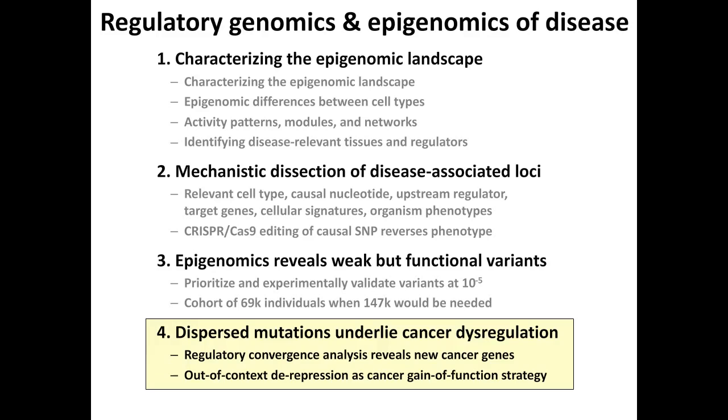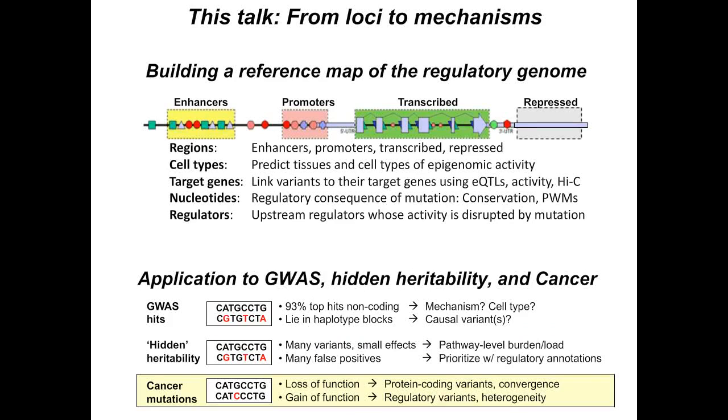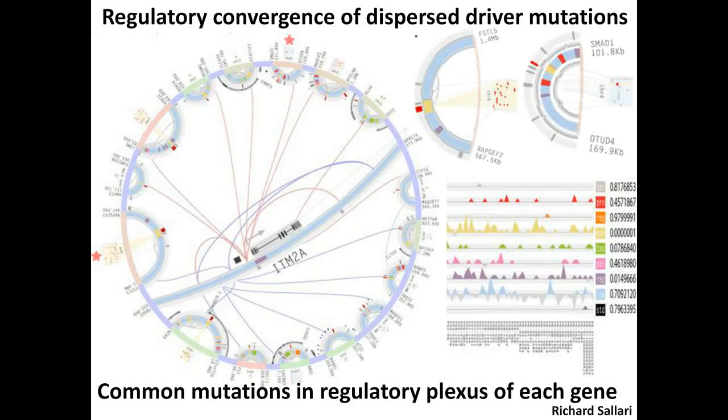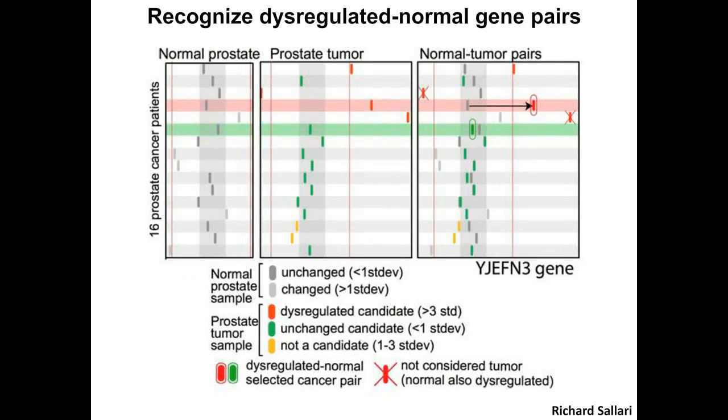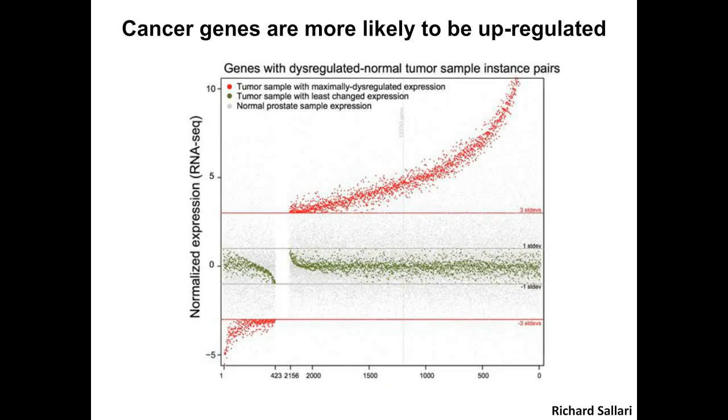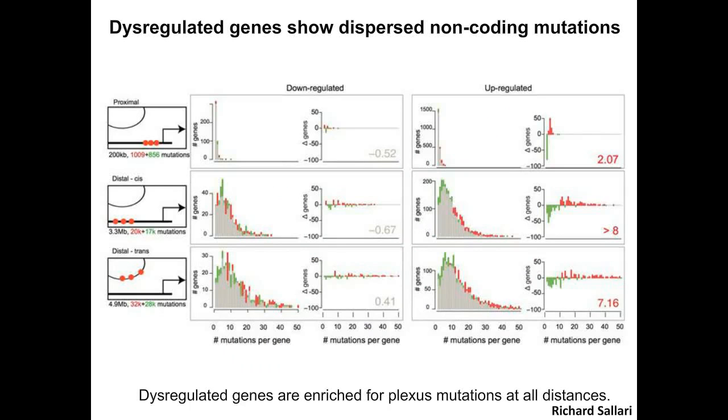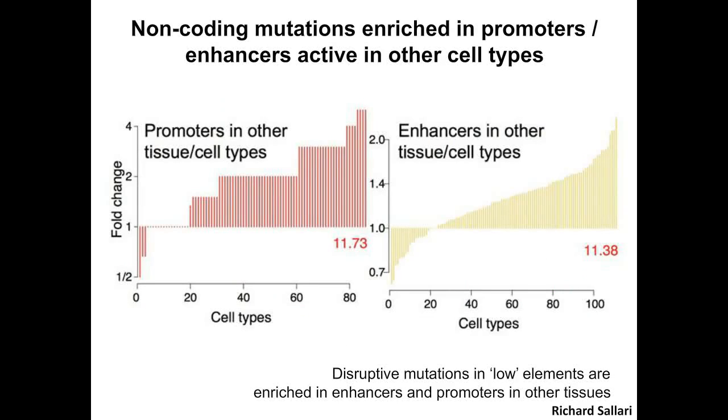So the model there is that a large number of dispersed mutations would in fact be found in the regulatory neighborhood of cancer genes, but all target the same gene and lead to its dysregulation. So in order to understand that, we basically searched for cancer tumor pairs that were dysregulated, and we identified that nearly five times as many genes are upregulated in cancer versus downregulated in cancer, indicating that de-repression might be a common mechanism of action. And indeed, the genes that show de-repression are in fact very strongly enriched for a large number of these non-coding variants in their regulatory neighborhood.